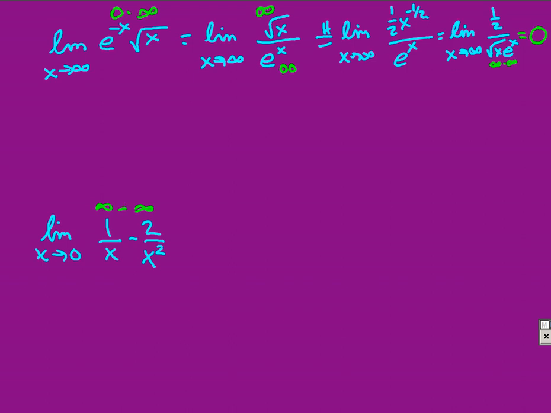What I want to do for this type is try to just make one big fraction. So I'll get a common denominator of x squared. To do that, I would need to multiply the first fraction by x on both the top and the bottom. So that means I'm now going to have on the top x minus 2, and x squared on the bottom. Now I would look and see, if I plug in 0, 0 minus 2 is negative 2 over 0 on the bottom. So my answer here actually is negative infinity.